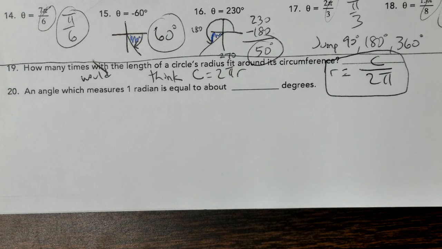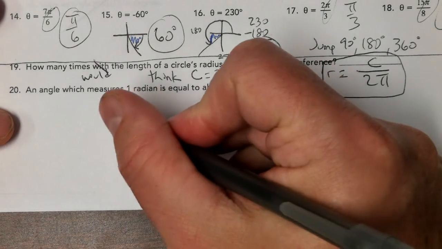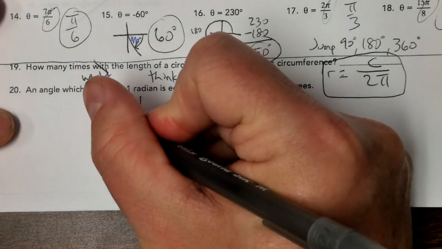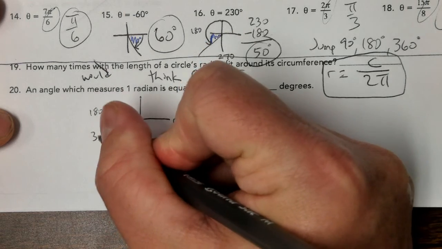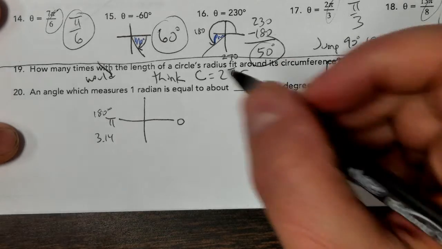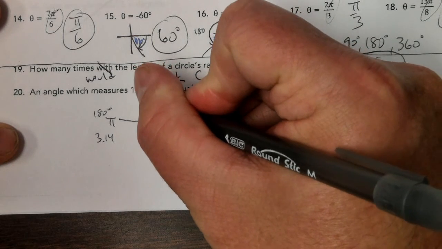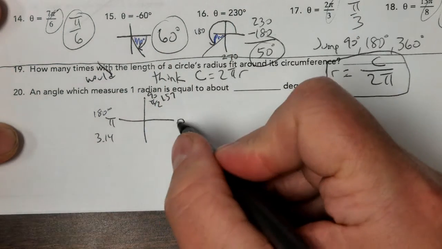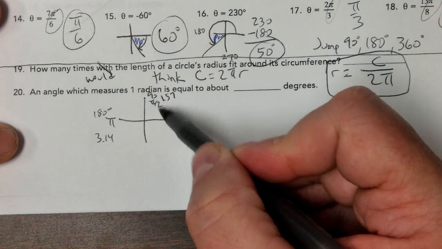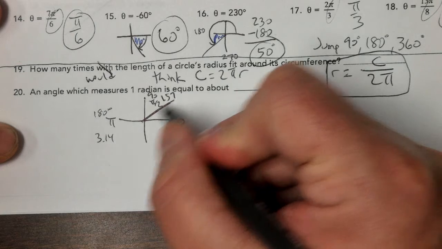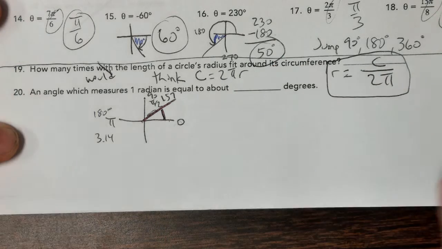Number 20, an angle which measures 1 radian is about how many degrees? So remember on this, we have pi here, which you can think is 180 degrees, but you can also think of it as 3.14 something. And this one is 90 degrees, which is pi halves, which is 1.57. So because of that, 1 radian would be between 0 and 90, or 0 and 1.57. So I'm just going to put it right here. That's the visual part.